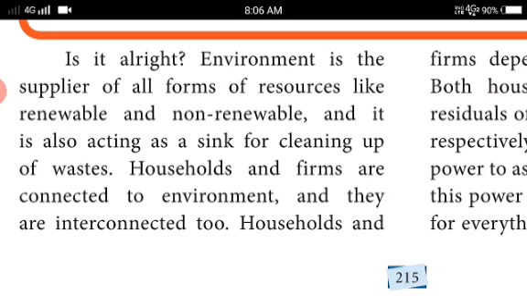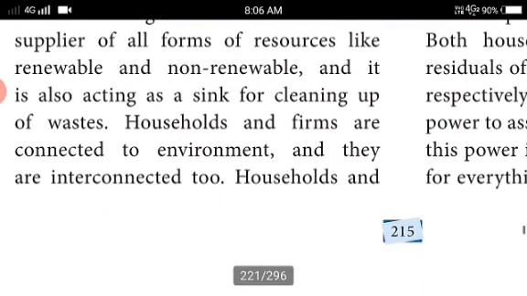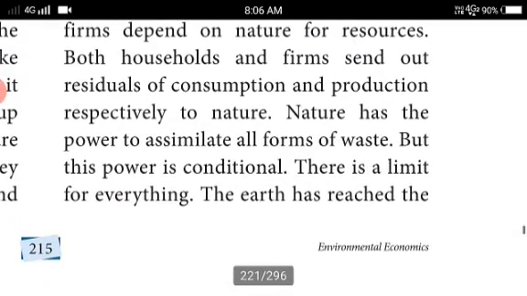Environment is the supplier of all forms of resources, renewable and non-renewable, and it also acts as a sink for cleaning up waste. Households and firms are connected to the environment and they are interconnected too. Households and firms depend on nature for resources. Both send out residuals of consumption and production respectively to nature. Through production and consumption, discharges come out, clearly showing the production and consumption model.